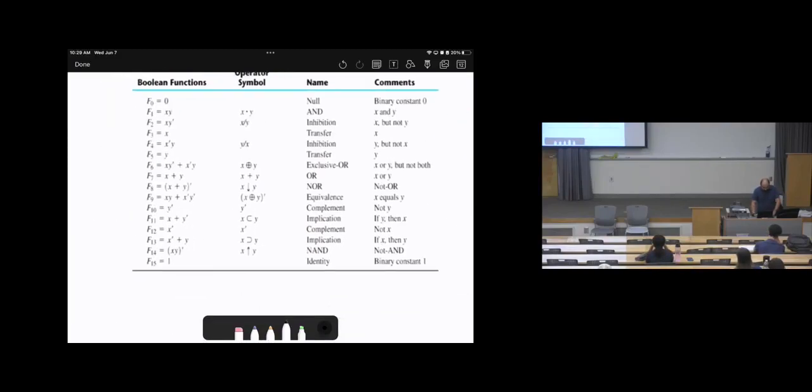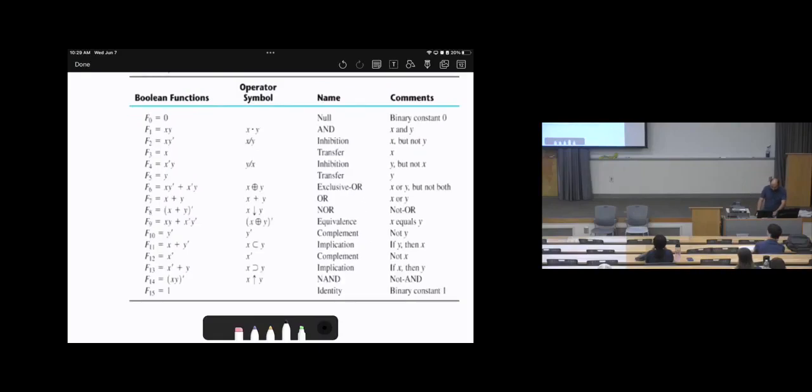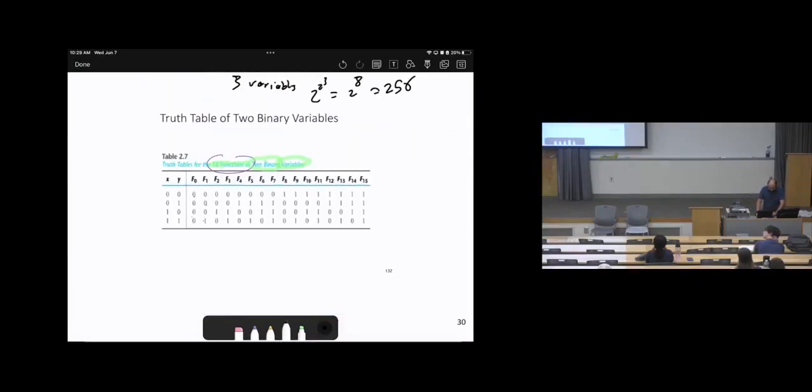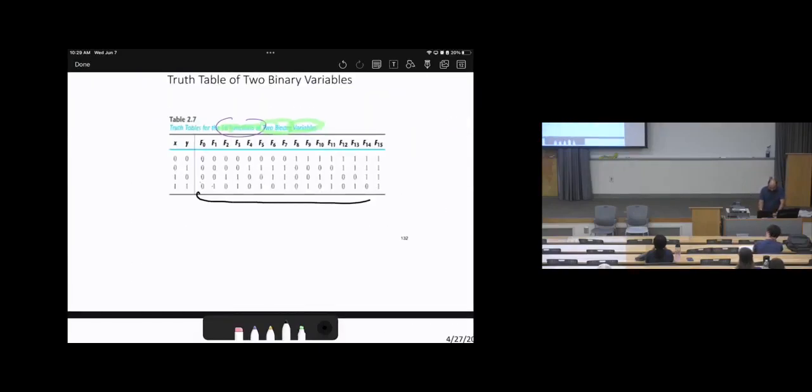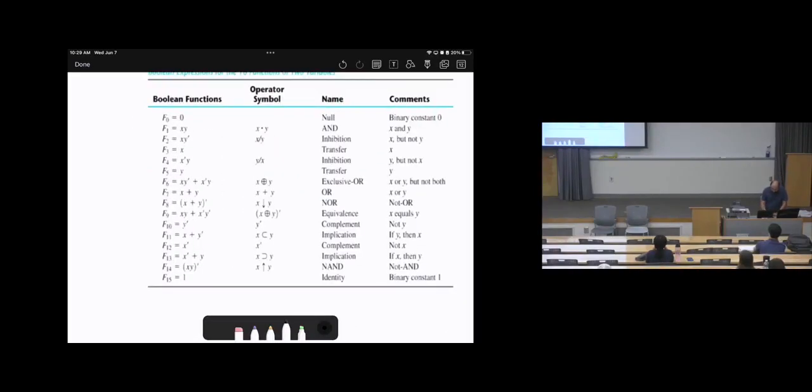Okay, this table also summarizes the job of these 16 functions. What are their jobs, or what is the equivalent circuit, the equivalent Boolean algebra, after making the simplification? The first function, f equals 0, means null, which means whatever input you give, the output is 0 every time.